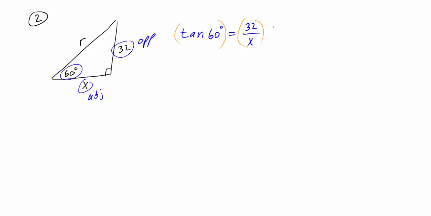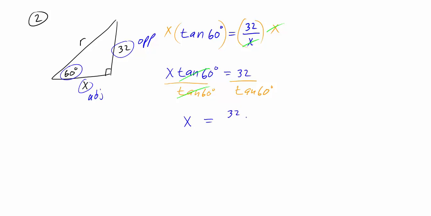So you're just going to use basic algebra skills, and we're going to multiply by x. The x's will then cancel out. So we would have x multiplied by the tangent of 60 degrees is equal to 32. And then once again here we can divide by the tangent of 60 degrees. And that way we can solve for the value of x. So we would take 32 divided by the tangent of 60.